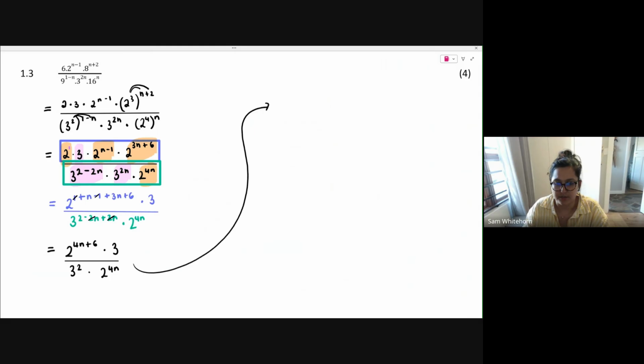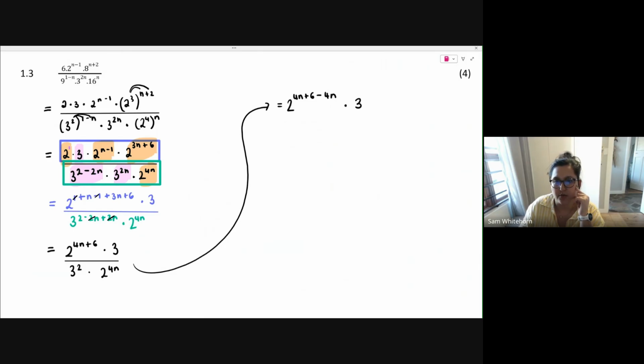Now I'm going to deal with the division. Can anyone tell me what I do with the exponents when I divide? Okay, good. We subtract. So remember, we must work with the same bases. So I've got 2 to the power 4n plus 6. And I'm going to subtract because I'm dividing by 2 to the power 4n. So I subtract that exponent of 4n. We keep it as times between my bases.